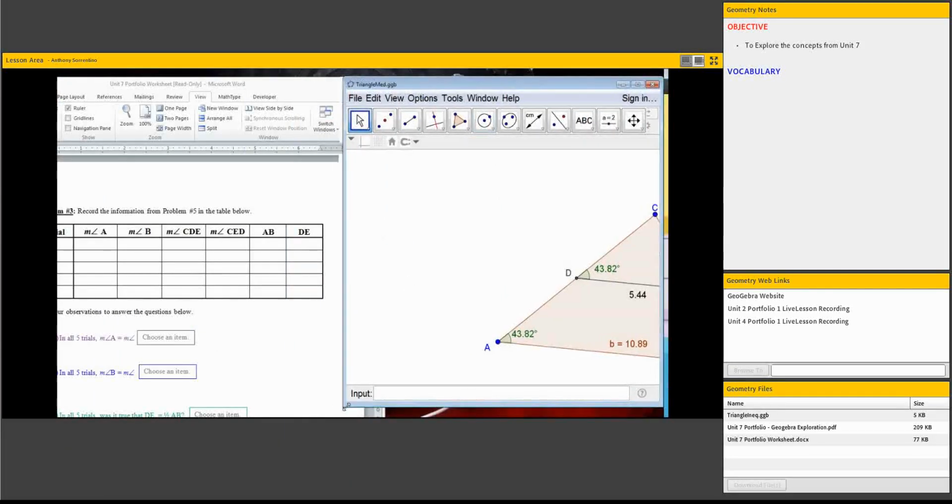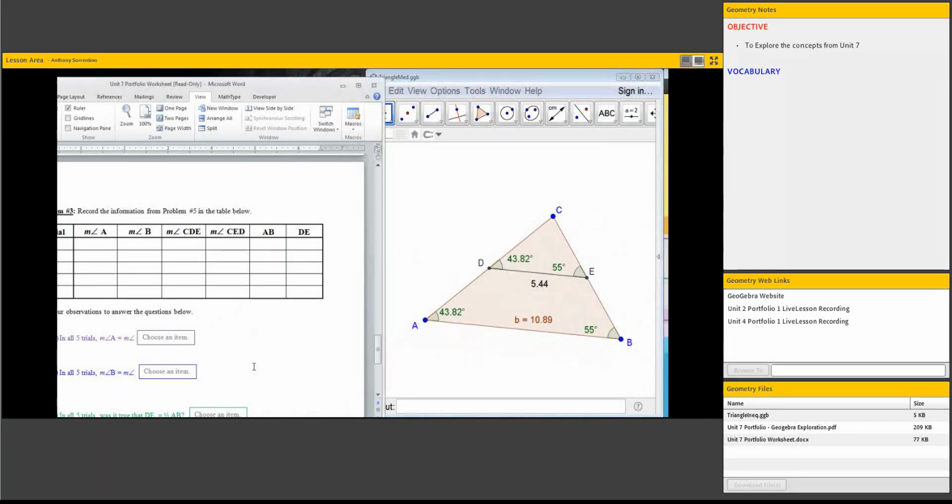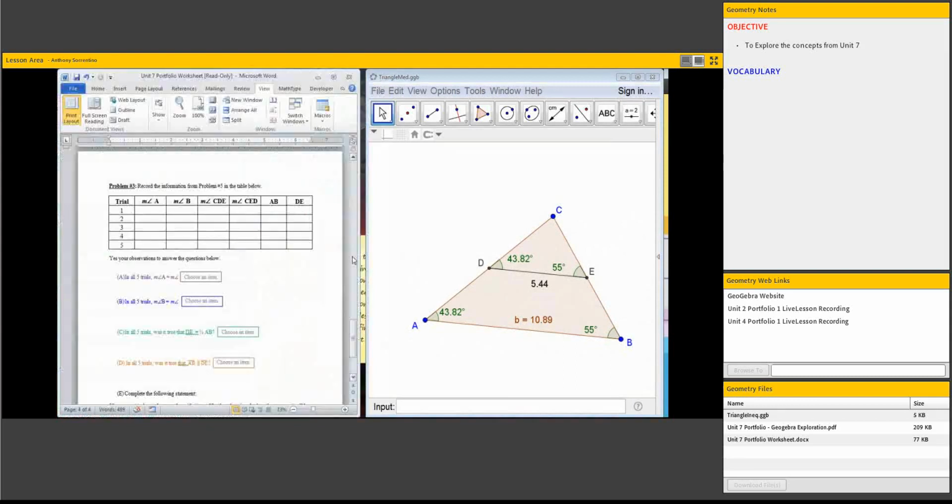Change this a little bit so we can see it all. And there we go. So for instance, say this is what I have here. The measure of angle A is 43.82. The measurement of angle B is 55. The measurement of angle CDE is 43.82. The measurement of angle CED is 55. AB is 5.44. DE is 10.89. And I could do it again.